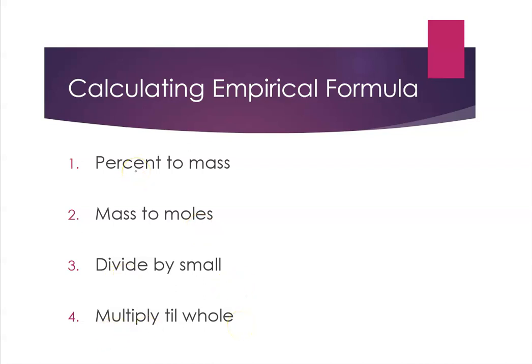So percent to mass is we just assume that there's 100 grams of compound, and so whatever the percentage is, that is the same as our mass. So if we have 80% carbon, we have 80 grams of carbon. If we have 20% hydrogen, we have 20 grams of hydrogen.